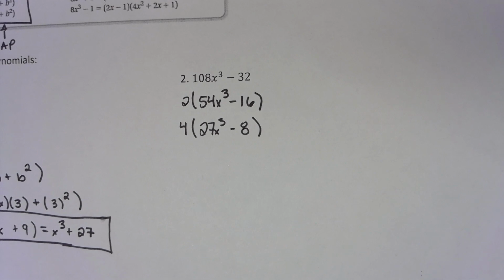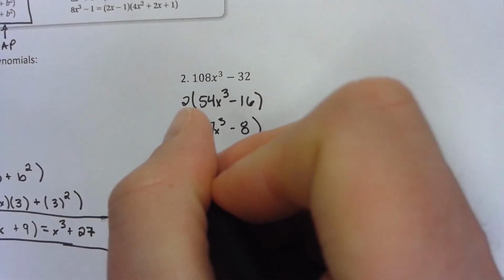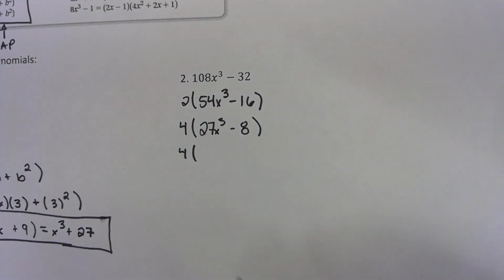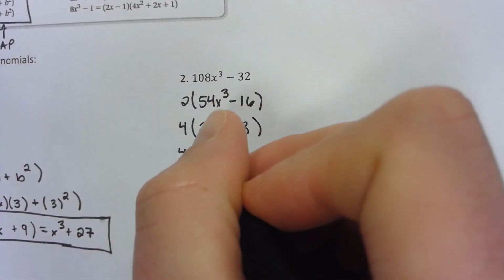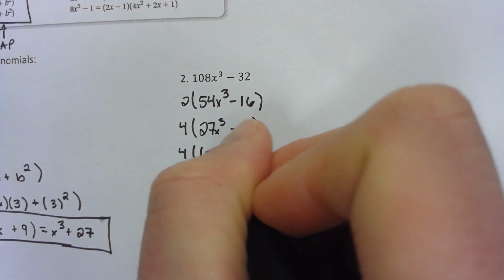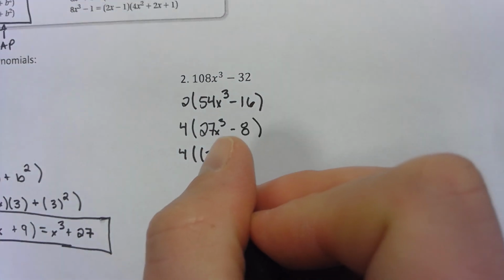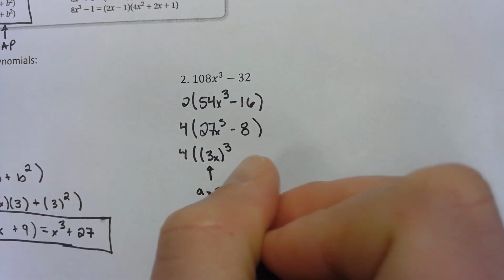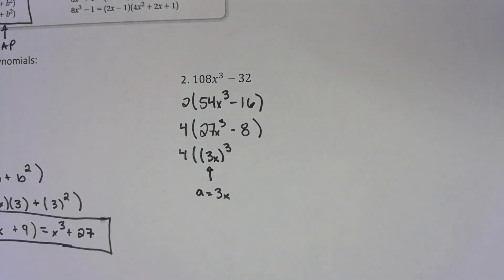Just like before, our next task is to figure out what the values of the A and B terms are going to be. That always comes from us basically taking the cube root of the coefficients and rewriting them. So 27 is equal to 3 cubed. I'm going to rewrite 27x cubed as 3x to the power of 3. And this tells me that the value of A is 3x.